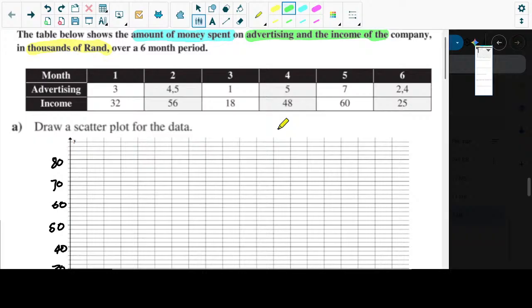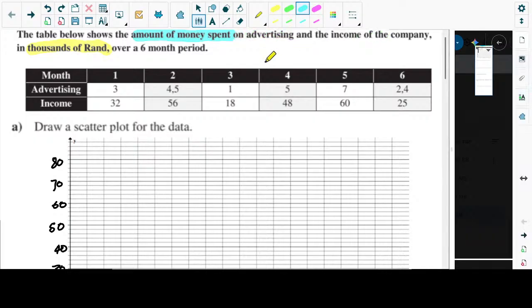Can you read the statement again? It says the table below shows the amount of money spent on advertising and the income of the company. So you see, we're taking advertising money versus income. Those are two things there. Highlight the advertising with the red color and the income with a different color, so that you can tell them these are the two things that I'm comparing. They're not talking about the months here.